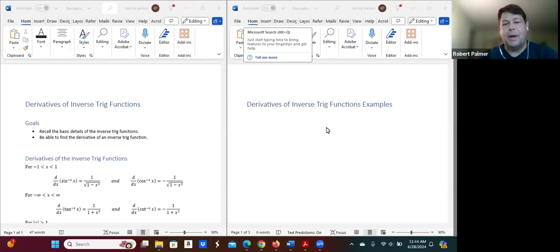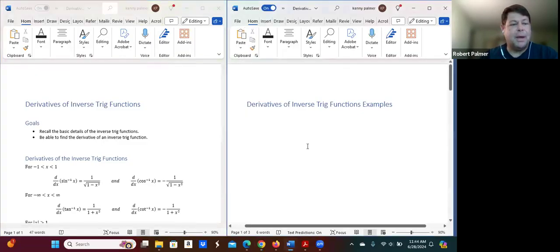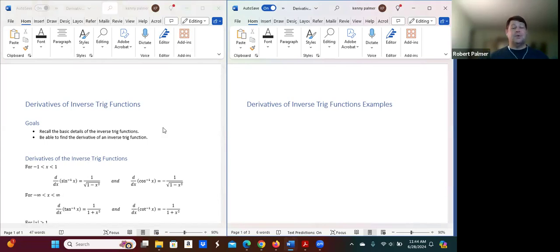Hello everyone, welcome back. So today we want to talk about the derivatives of the inverse trig functions. Our goal is to understand and recall the basic details of inverse trig functions and also be able to find their derivatives and do an example or two.